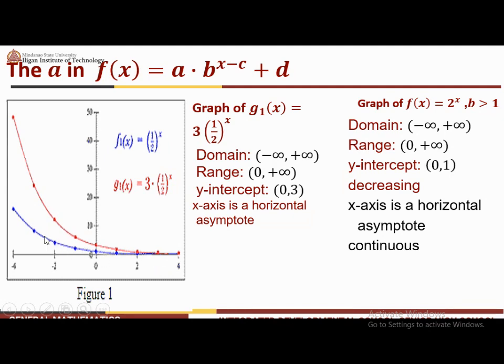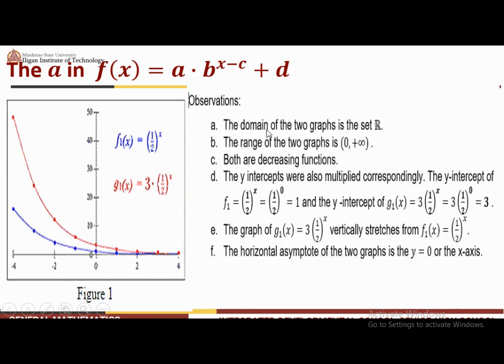from function f. Okay? So, for our observations, the domain of the two graphs is the set of all real numbers. The range of the two graphs is 0 to positive infinity. Both are decreasing functions. And the y-intercepts here, dito ay 0, 1. Yung isa naman ay 0, 3. The graph of function g vertically stretches from function f, which is equal to 1/2 to the power of x. The horizontal asymptote of the two graphs is y equals to 0, or the x-axis.